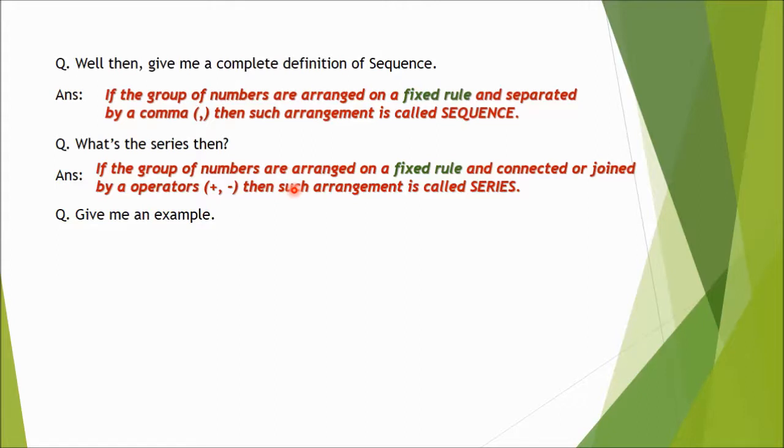It looks the same, but only in sequence it is separated by comma, and here the terms are associated with operators. The series is just a sequence of numbers, but the terms are separated by operators. The series is also a sequence, but the terms here are not separated by comma. Here they are associated, or connected, or joined by operator plus and minus only.